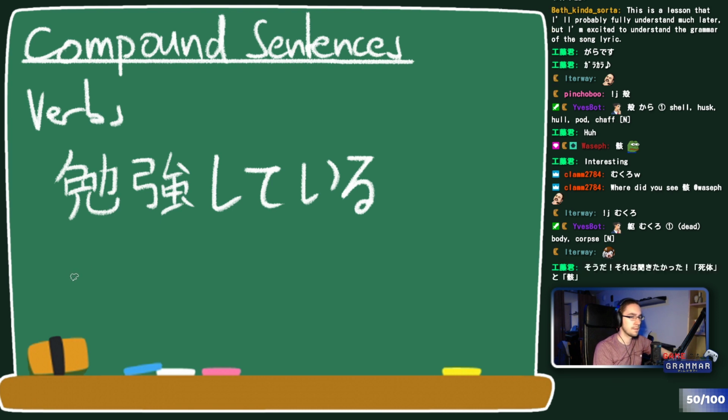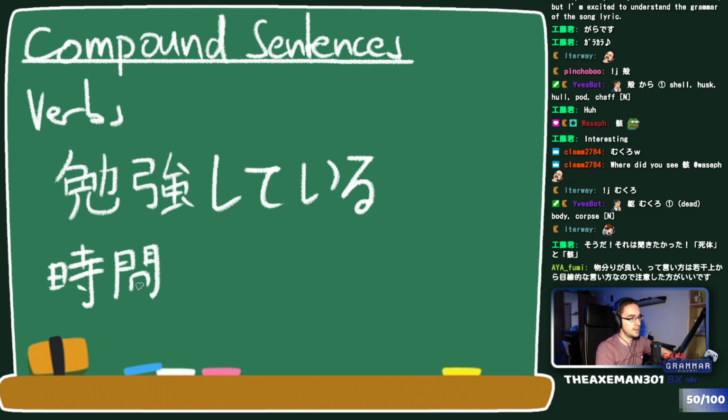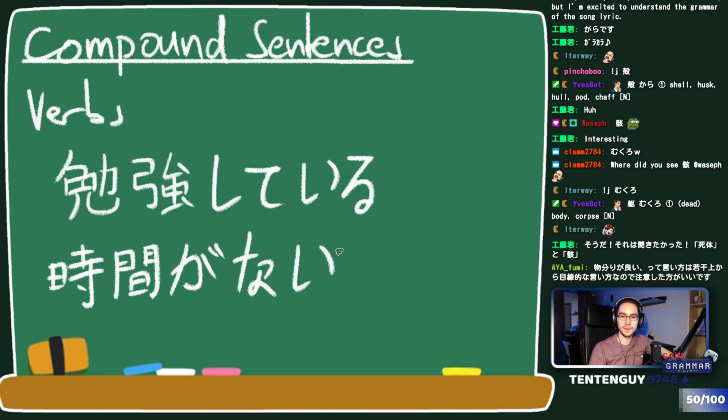And then something like 時間がない, which means I have no time, okay? 時間がない. I have no time. So how could these two be related?